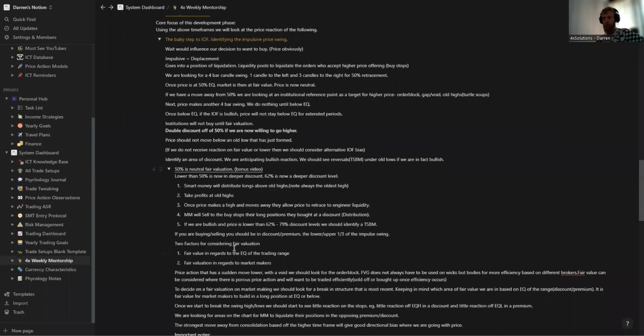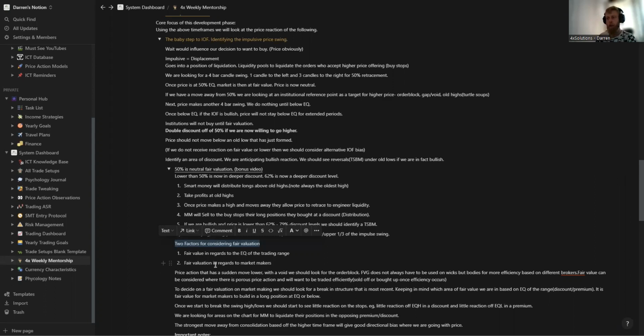Two factors for considering a fair valuation. So again, what is fair valuation? It is thinking like a market maker. Where are we in terms of market value? Are we in the 50% range? Are we in a high discount, sorry, a low discount or a high premium?